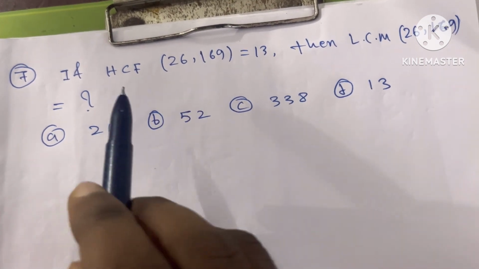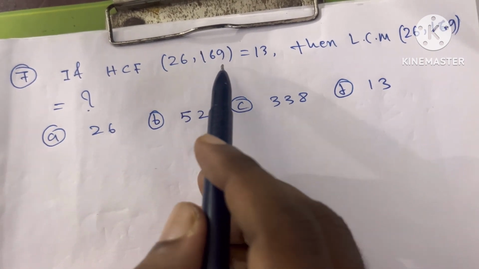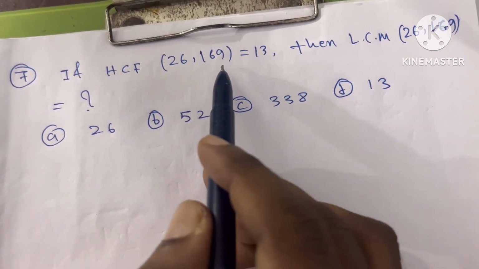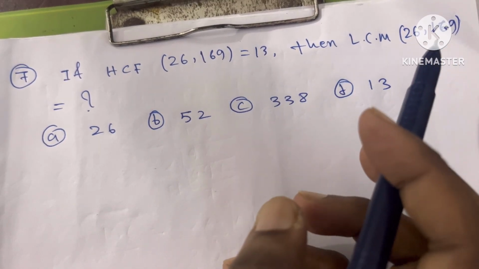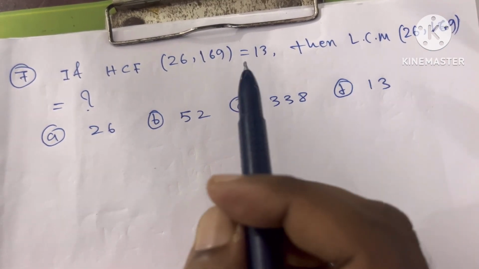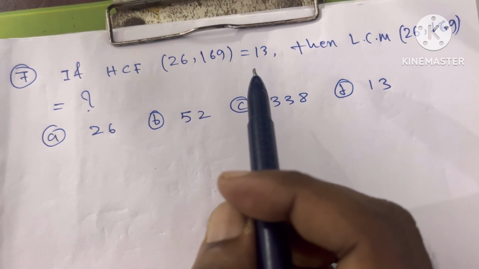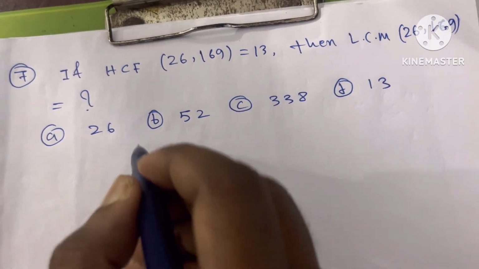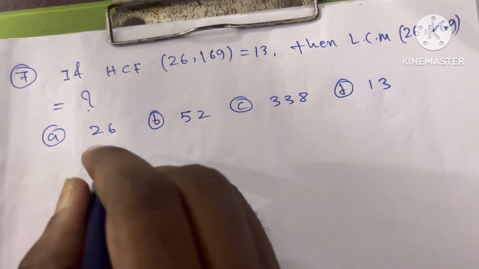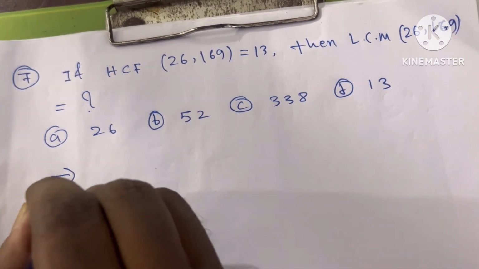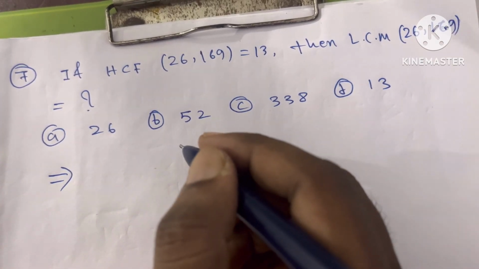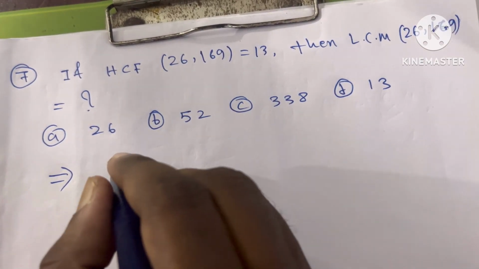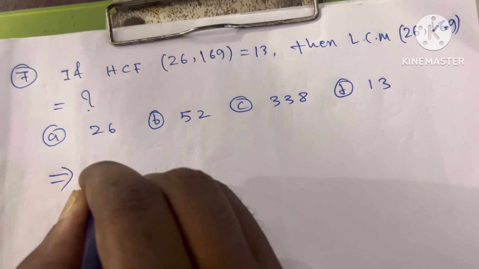So question number 7. If the HCF of 26 and 169 is 13, then the LCM of 26 and 169 is what? You need to find the LCM of 26 and 169. So this is very simple. As you know, for finding this we will use one formula. Okay, we can use one formula. So what formula will we use for this?